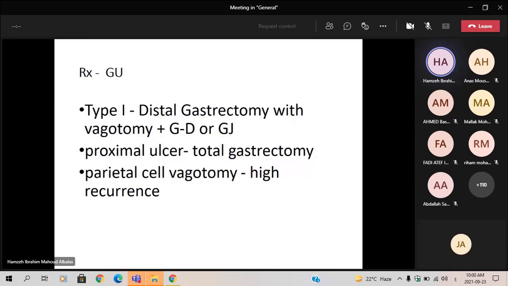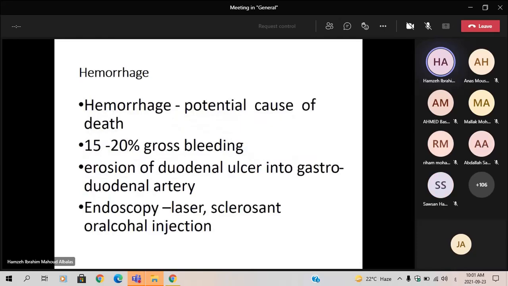For proximal ulcer, we have to use total gastrectomy, and this is a major surgery for gastric ulcer, and we have more complications with this surgery in the acute cases. The death rate increases with time if there is hemorrhage or erosion ulcer due to erosion of the gastroduodenal artery. As we mentioned previously, we can treat by laser or injection or clipping.